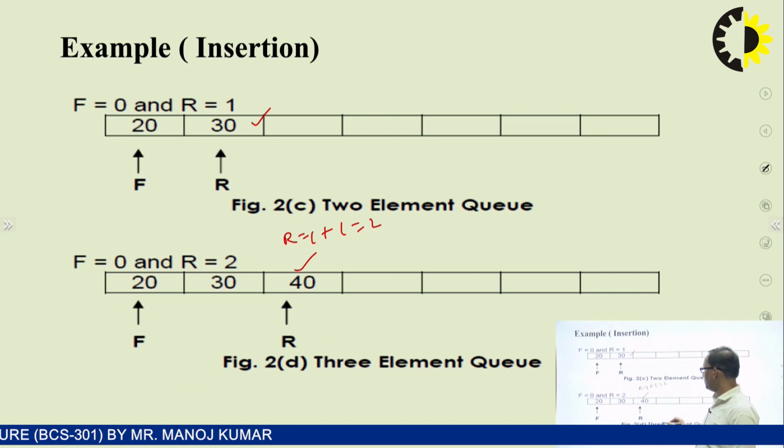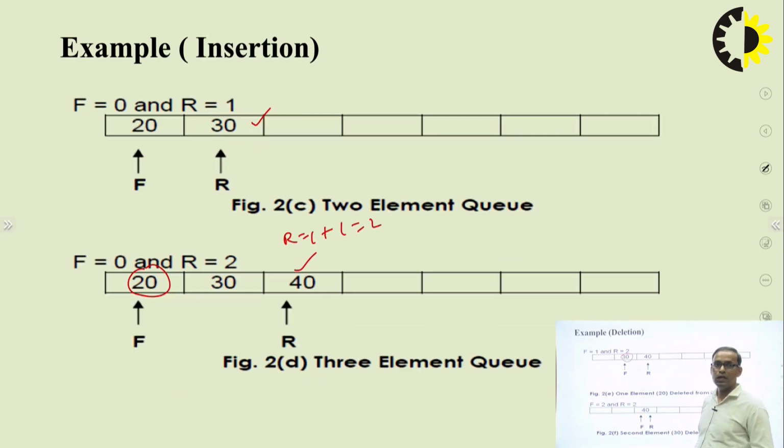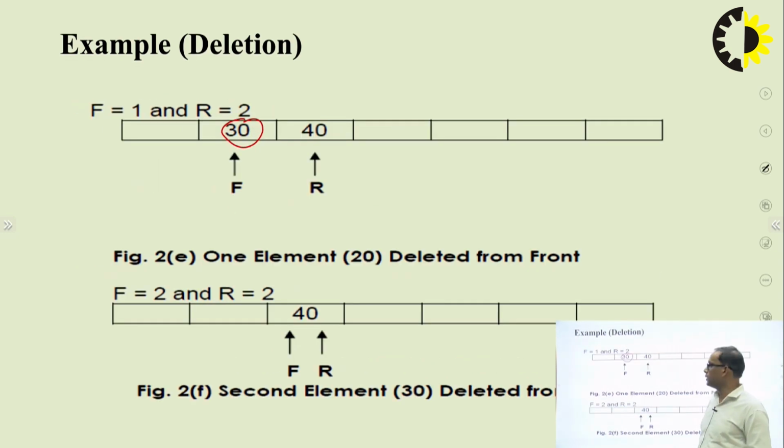Okay, now see the deletion. Suppose we have to delete this. An element in a queue is deleted from the front, and initially front is at 0. So 20 will be the first element to be deleted. Next we will increase the value of front: front is equal to front plus 1. So the next element to be deleted will be 30, and then 40 will be deleted. So this is the pictorial representation of insertion and deletion operations inside the queue using an array.